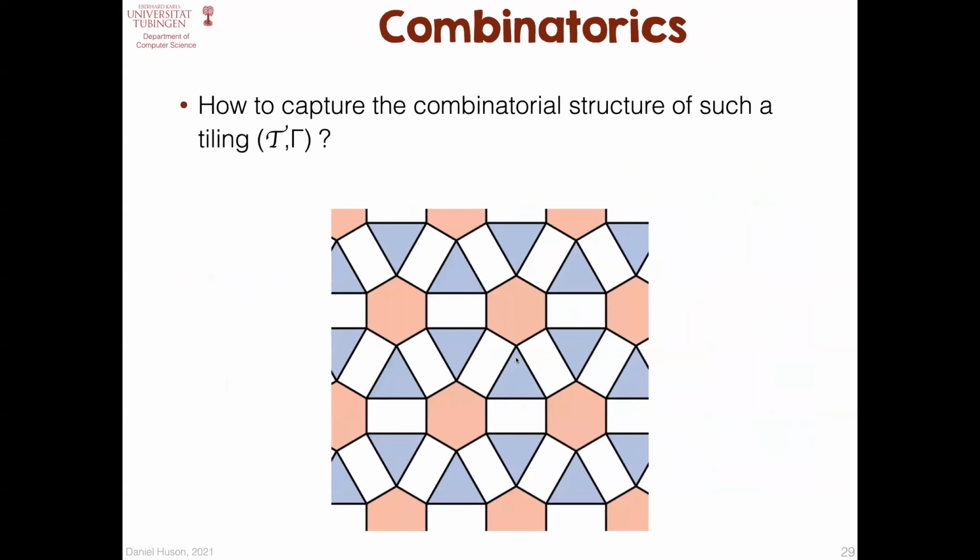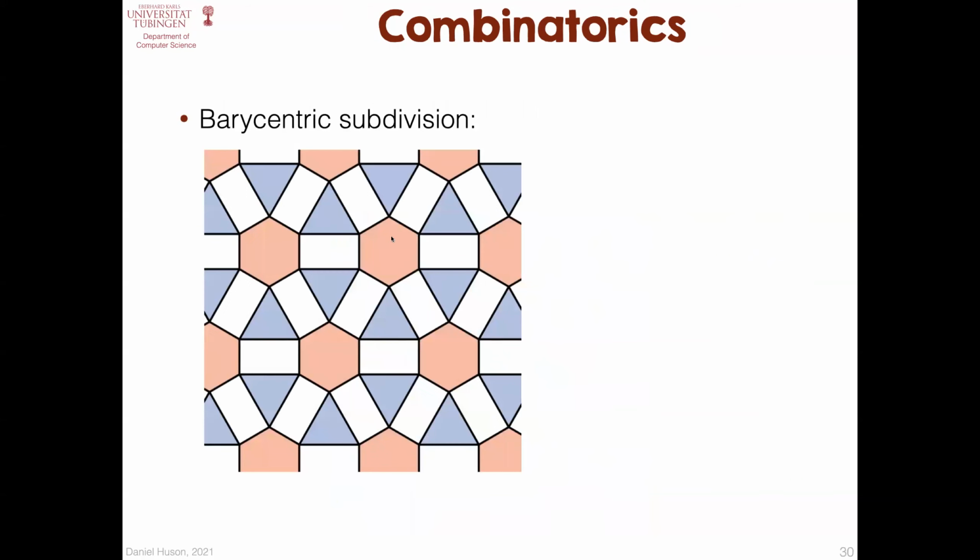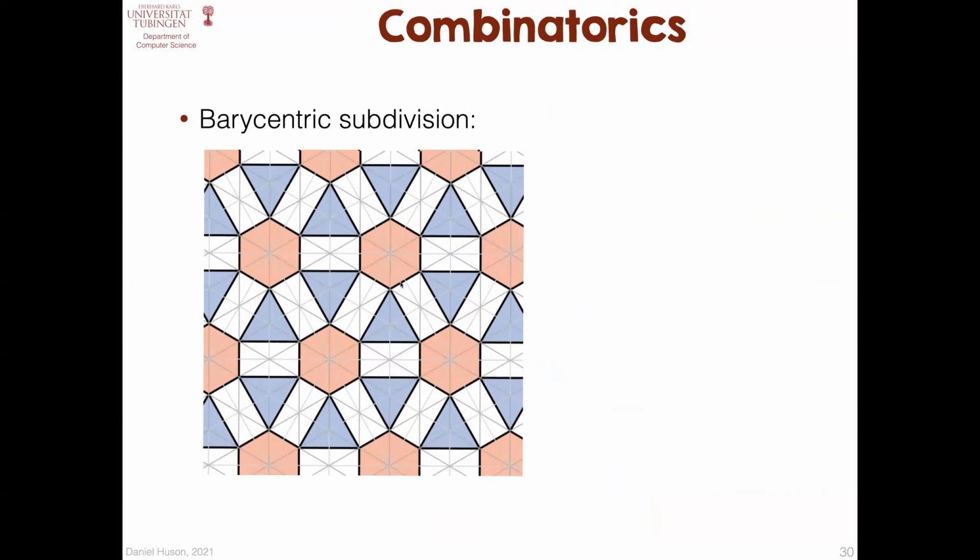Okay, what we're going to look at now is how to capture the combinatorial structure, or the essence, of an equivariant tiling. So here's an example. One way to describe this is in terms of a barycentric subdivision. So we triangulate the tiling in this way by choosing a barycenter of each of the tiles and connecting to all vertices and edge centers.